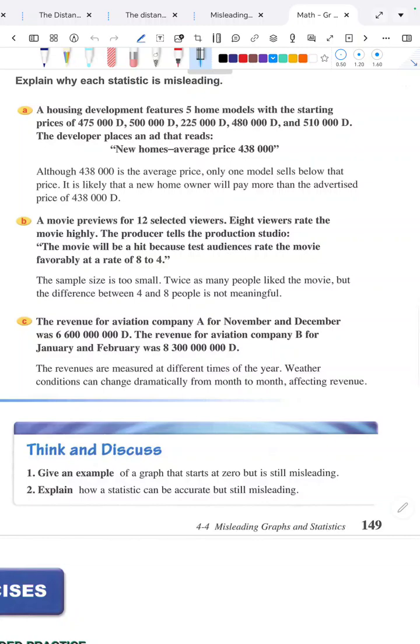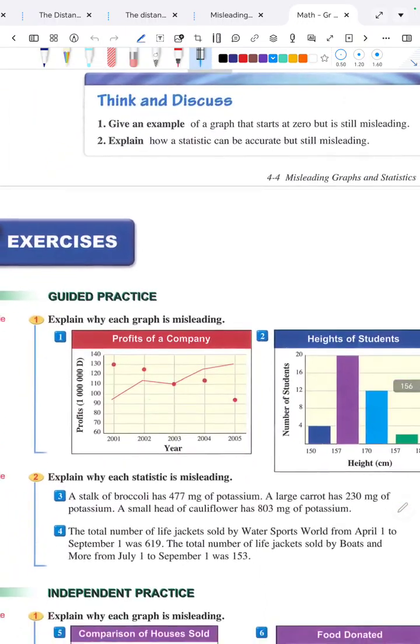Now, the revenue of aviation company A for November and December was 6,600,000,000 dinars. The revenue for aviation company B for January and February, as you can see here, we have times, was 8,300,000,000 dinars. So why is it misleading? It's misleading because of different times of the year. It's not fair to compare company A and company B because they are in different times of the year. So that's why it's misleading.